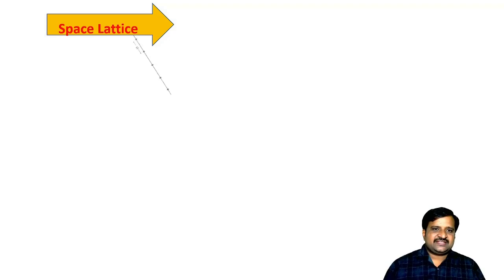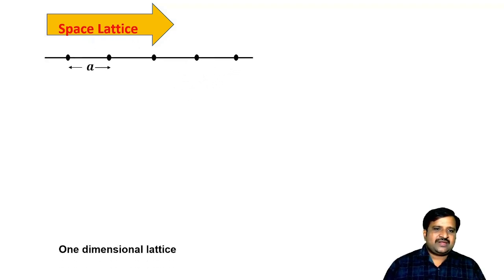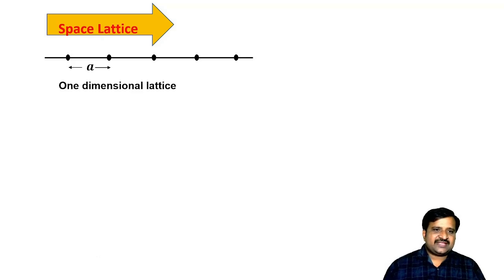So the first one is one-dimensional lattice. In one-dimensional lattice, the particles are arranged in one dimension and the distance between these particles is represented by A, the repeated distance. So one parameter is required to define the one-dimensional lattice.